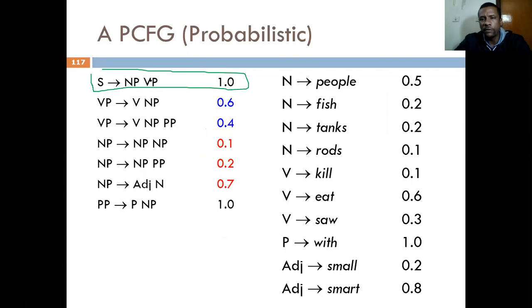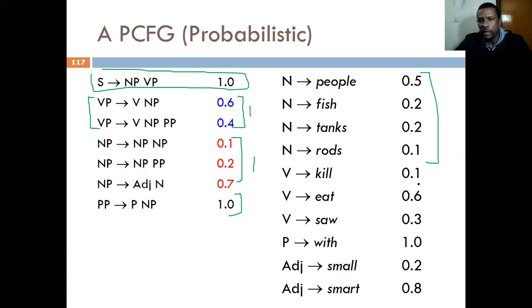What about to create a verb phrase? To create a verb phrase, you have two options. One is a verb followed by a noun phrase, the other one a verb followed by a noun and a preposition phrase. So as you can see, the sum of these two is 1. The sum of these three is 1. And because I have three ways of creating a noun phrase, I have one way of creating a prepositional phrase. I have 4 different types of nouns. As you can see, the sum is 1. And 3 types of verbs, the sum is 1. 1 preposition, which is 1. And 2 adjectives, which is again 1. So this is a probabilistic context-free grammar.